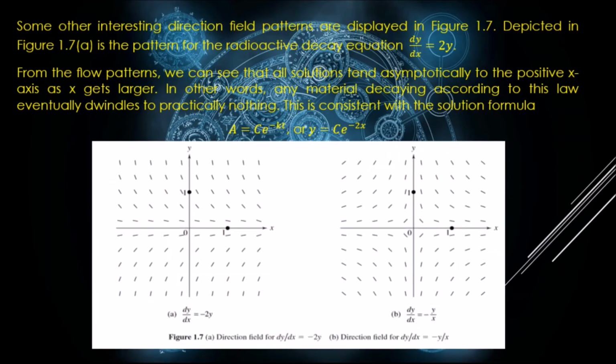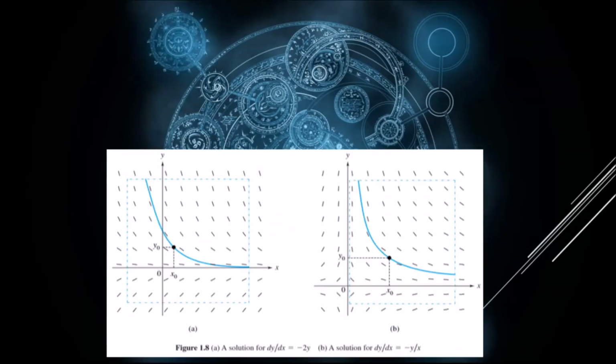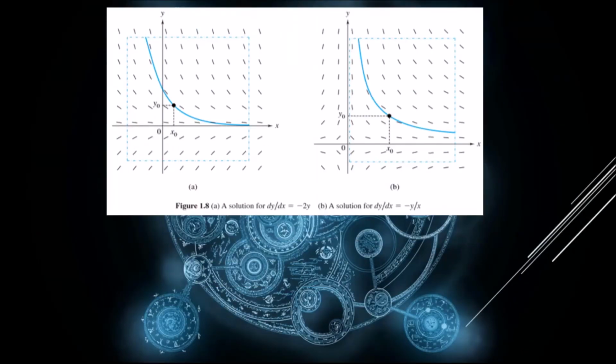Okay, so here is figure 1.7. So the letter A is our direction field pattern for the radioactive decay equation. The letter B is the direction field for dy/dx = −y/x. So figure 1.8 is a solution for the decay equation.